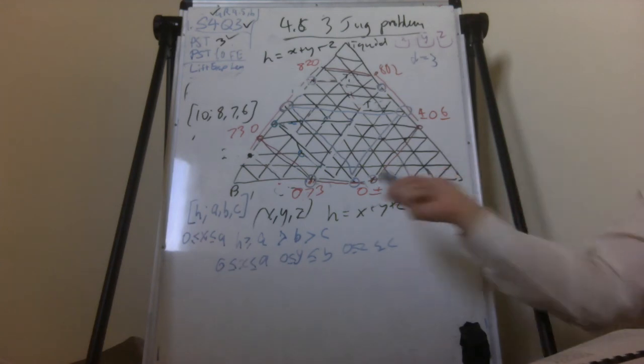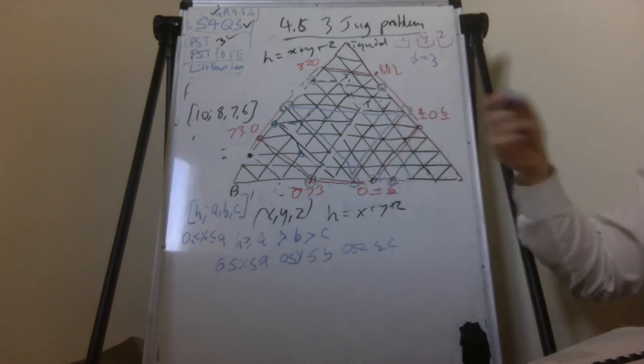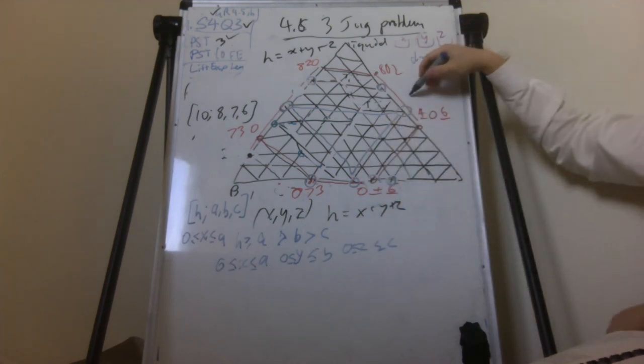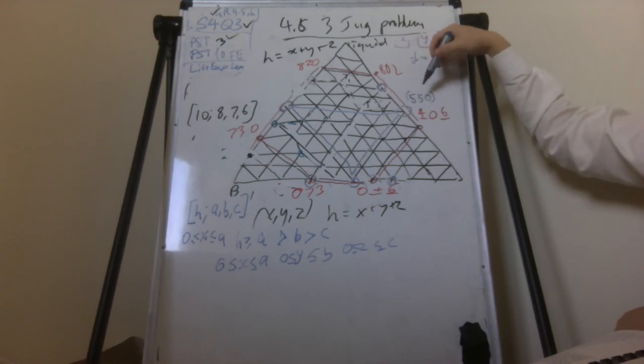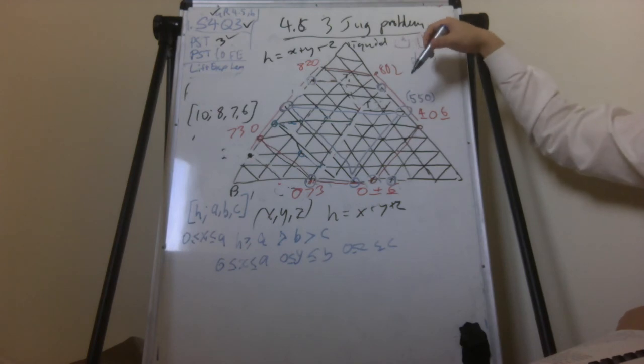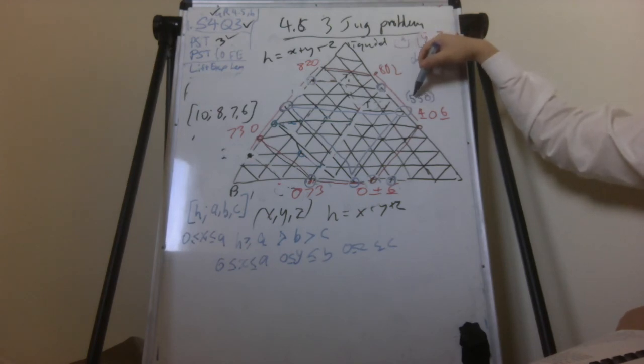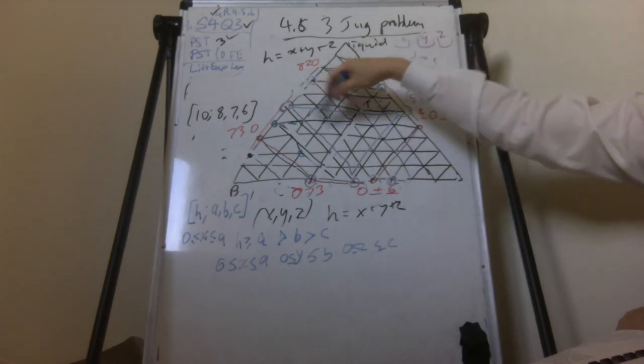What are these coordinates here? 5, 5, 0. 5, 0, 5. 5, 0. So there's 2 Ds, yeah? So you can't pour one of them into the other one, because that's twice D and that's bigger than A, right? So you can't pour this into that one and get another solution.